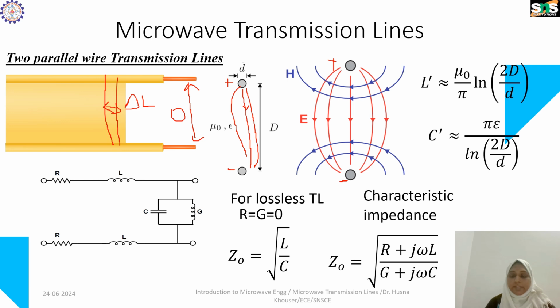Now, the characteristics of the two wire transmission line. Before going to this, we have to see the inductance and capacitance of this transmission line. The inductance and capacitance are calculated from the distance between the conductors, the radius of the conductor, and the differential length. Based on this we calculate the inductance and capacitance of this wire. I have noted it as L dash, that is L per unit length, and this is the distributed circuit diagram of the transmission line.